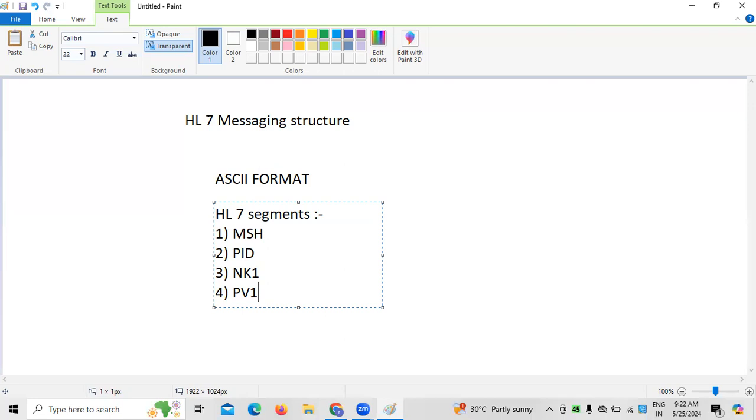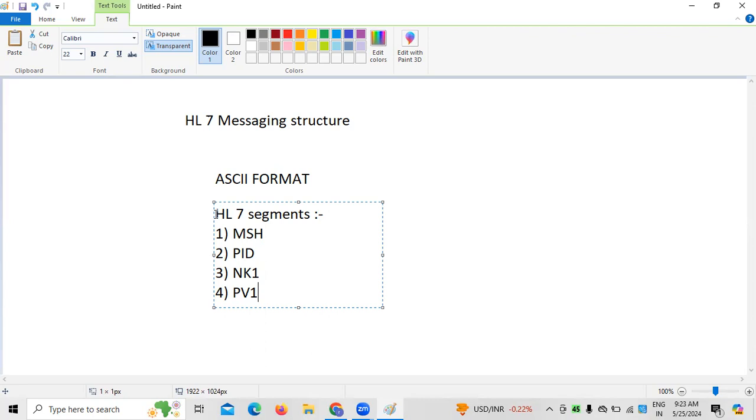So again, I'm repeating: one is MSH, which is for message header. Whatever message you are going to send, the header will be there. Next is the patient information, for which PID is the segment we use. NK1 is a segment which consists of the contact information. Followed by PV1, which is about the patient visit, including hospital stays or locations. All these things come under this category.